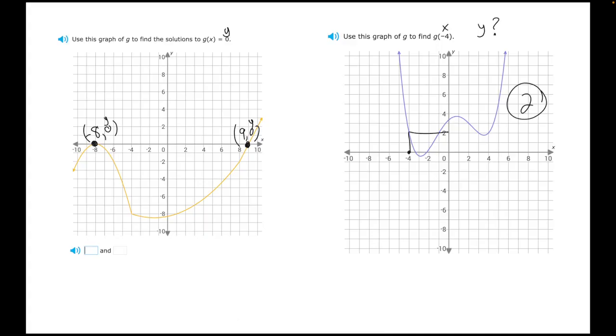And for the last problem for today, again, they switched it up on you. G parentheses -4. Remember, the number in the parentheses is the x. So here they're saying my x is -4. What is my y value? What is my output? And so the answer should have been +2.